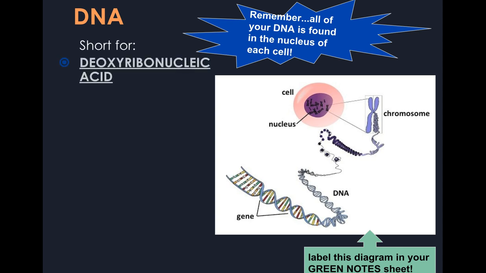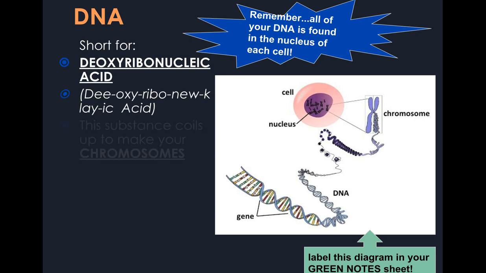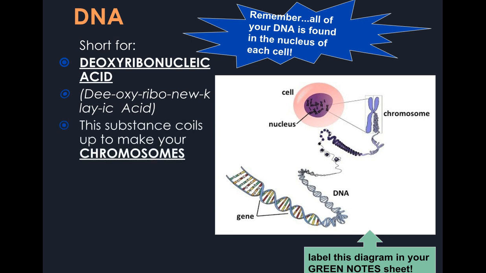DNA is short for deoxyribonucleic acid. So all of those parts mean something. It has to do with the different substances that make up the actual strand of DNA, the chemistry of DNA. So they all stand for something. So deoxyribonucleic acid. This substance coils up to make your chromosomes, just like you see over here, that X shape.